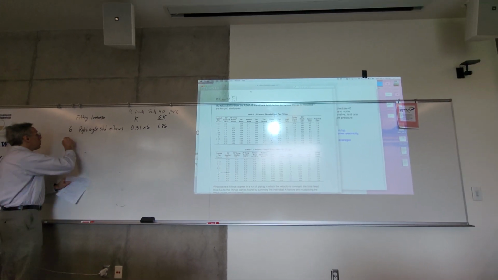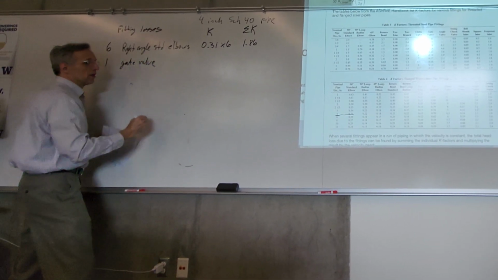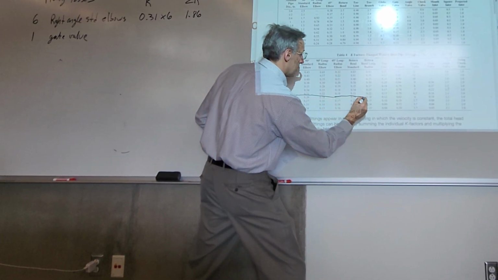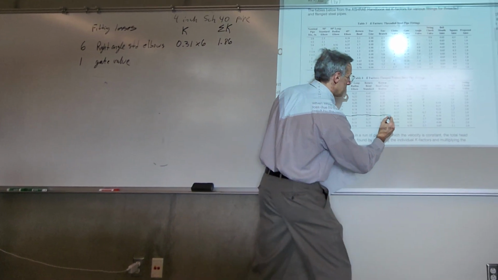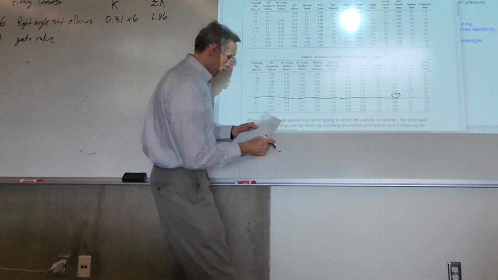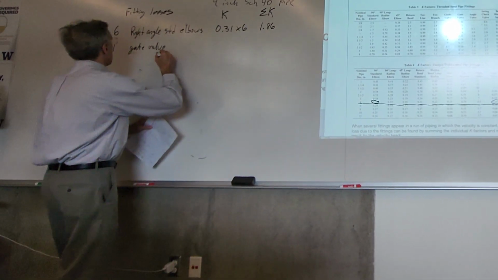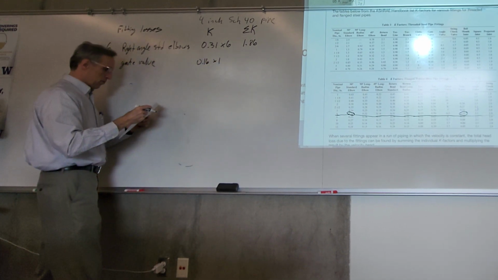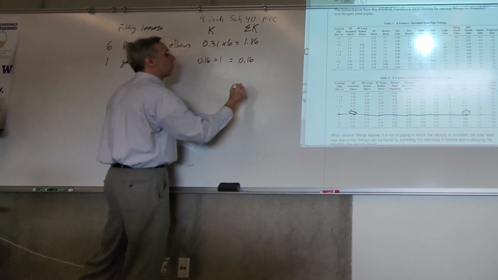Then we have 1 open gate valve. So we come over here and look for a gate valve. It's really hard to see here. So that would be 0.16. Yes, the gate valve is 0.16. So our gate valve is 0.16 times 1, which equals 0.16.